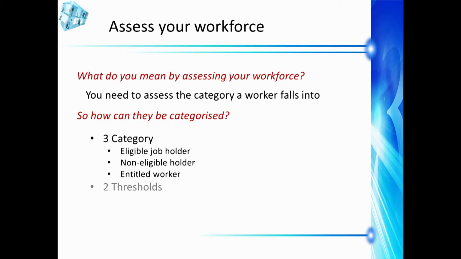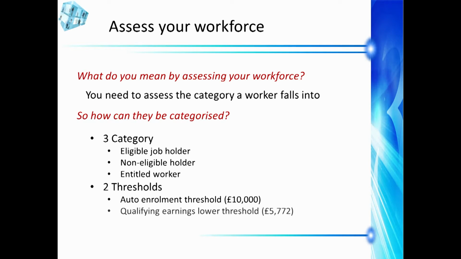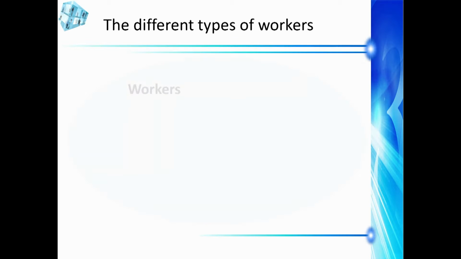Well, there's 2 thresholds you need to know about. You need to know about the auto enrolment threshold, and in the current tax year, that is set to £10,000. And you also need to know the qualifying earnings lower threshold, and in the current tax year, that is set to a value of £5,772. Once you know those 2 thresholds, you can assess your workforce. How? Well, workers will fall into one of these 3 categories.